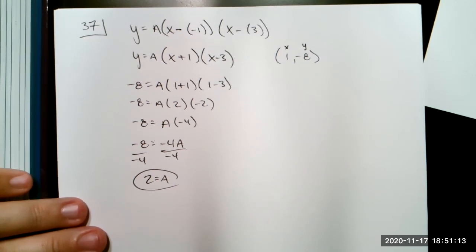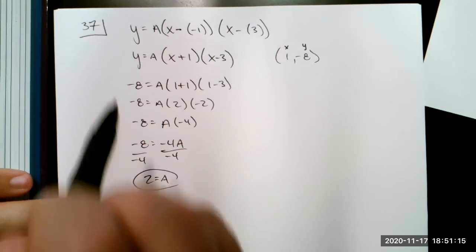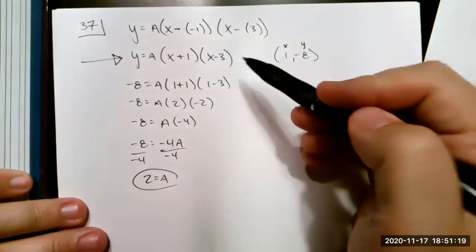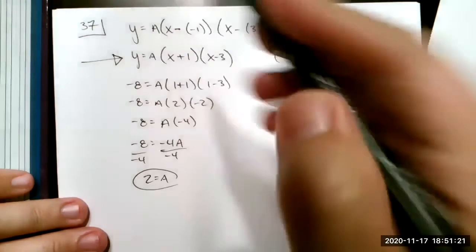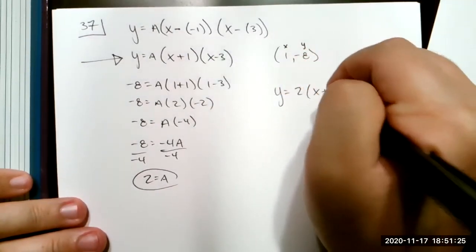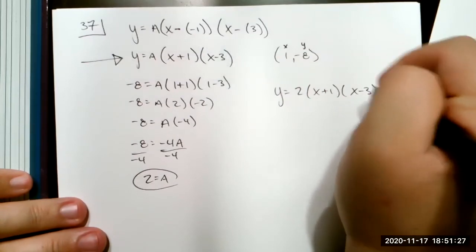So what we're going to do is go back to the step where we simplified it, which is right here. And we're going to keep that entire step, but we're just going to replace a with 2. So it's y equals 2, x plus 1, x minus 3.